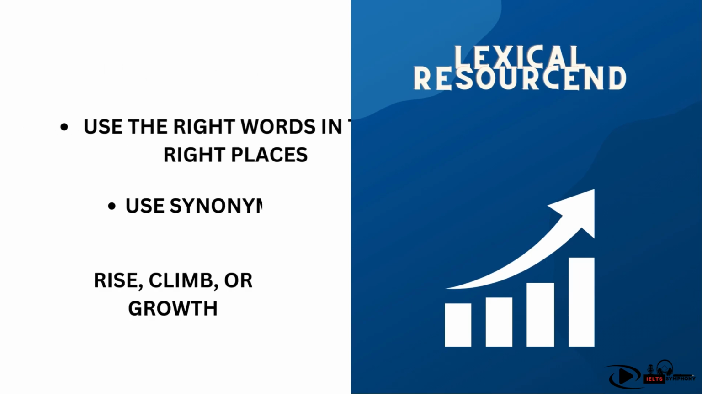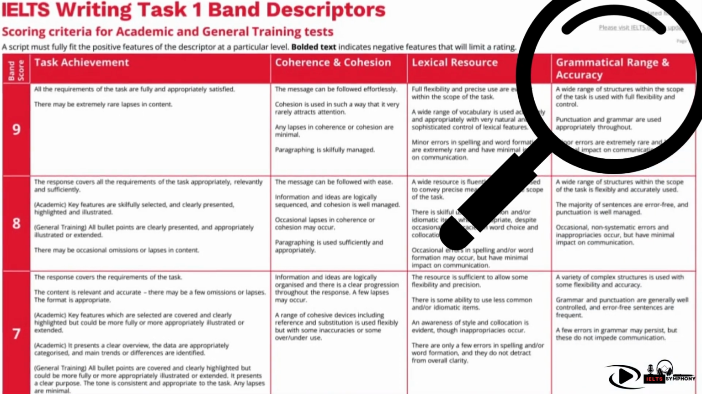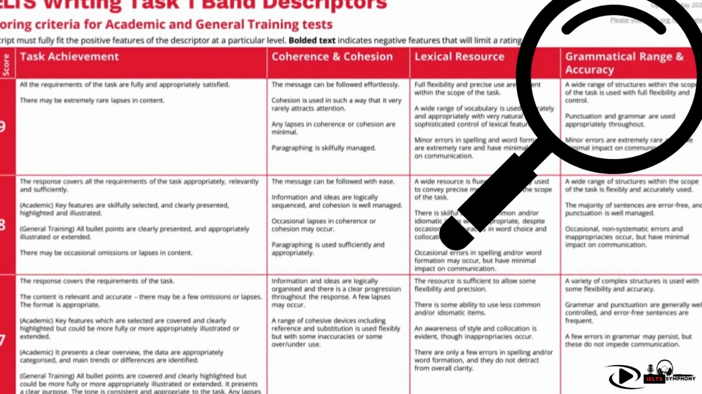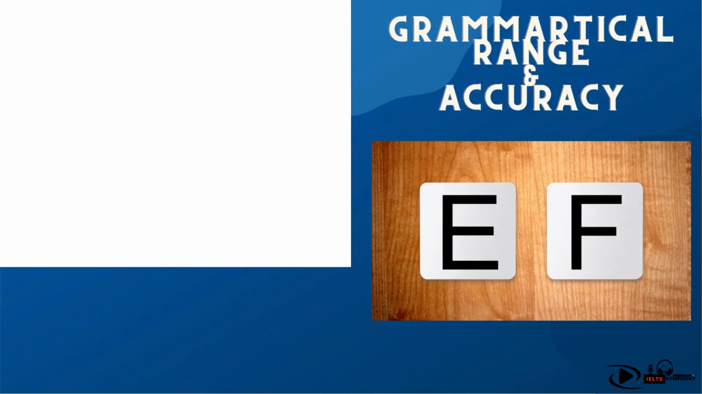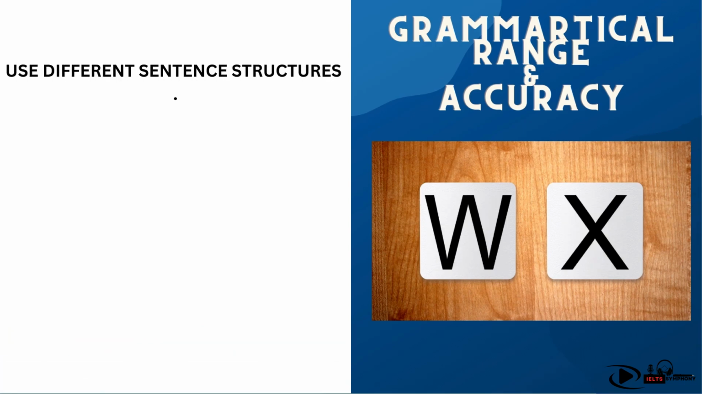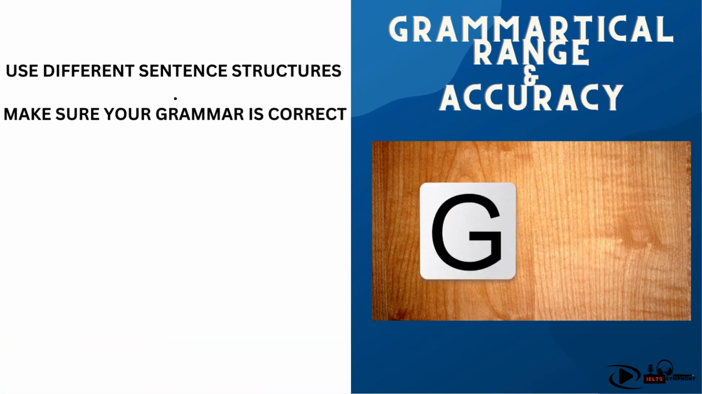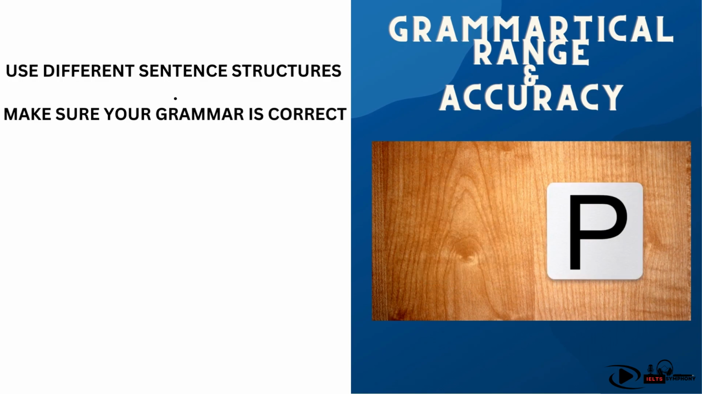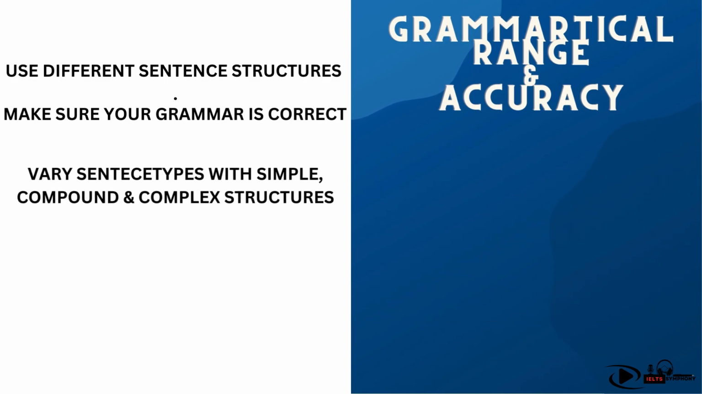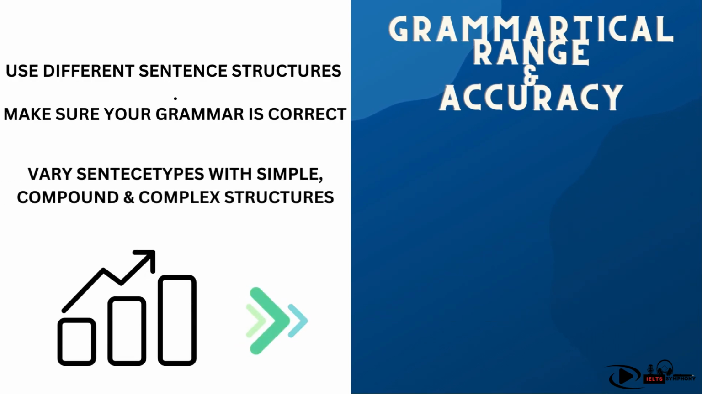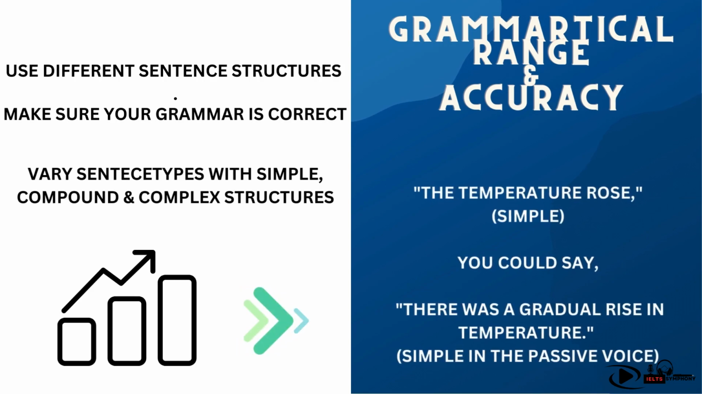4. Grammatical range and accuracy. This is about using different sentence structures and making sure your grammar is correct. Don't stick to simple sentences all the time. Try mixing it up with some complex ones too. For instance, instead of saying the temperature rose, you could say there was a gradual rise in temperature. Remember, each of these things is important, and practicing them will help you improve your score on the IELTS Writing Task 1.